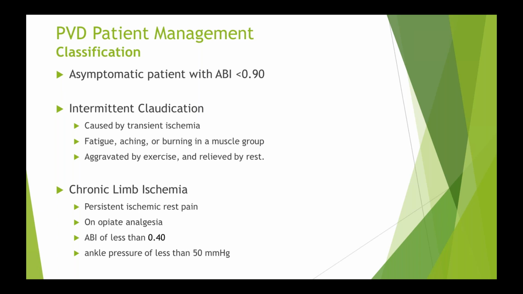Lower extremity arterial disease has historically been classified into three broad clinical categories, as you can see on this slide. Patients who have an ABI less than 0.9 but are completely asymptomatic. Intermittent claudication and chronic limb ischemia are based on distinctly different presentations, natural history, associated morbidity and mortality, and they respond differently to different treatments.